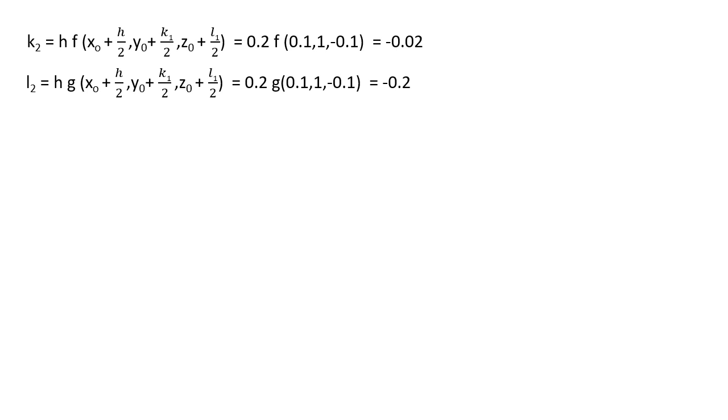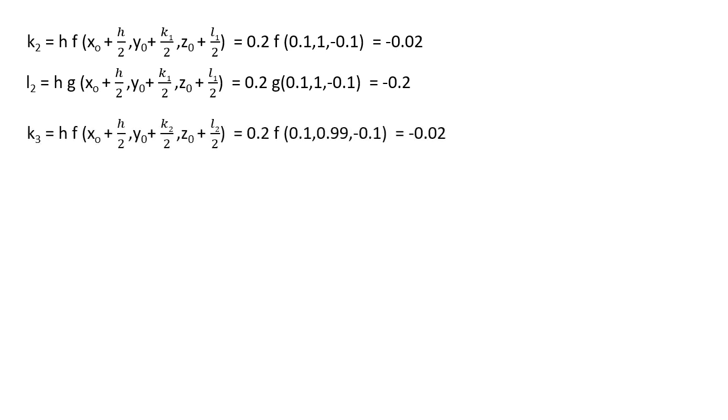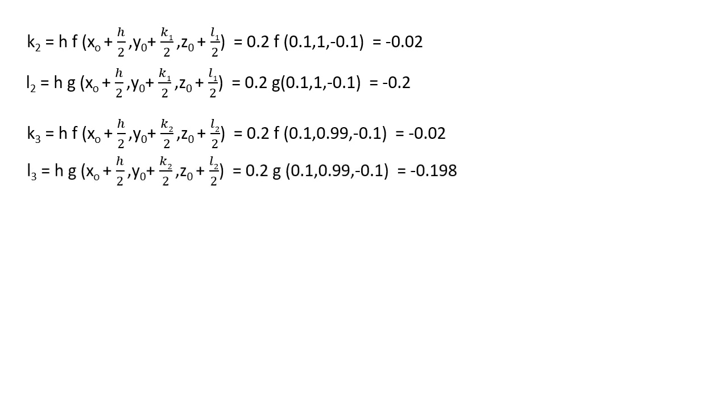We also have to calculate the value of k3, whose value is h into f of x0 plus h by 2, y0 plus k2 by 2, and z0 plus the previous L value, L2 by 2. And this value also turns out to be minus 0.02. Similarly, we also calculate the value of L3 using the function g, and this is found to be minus 0.198.